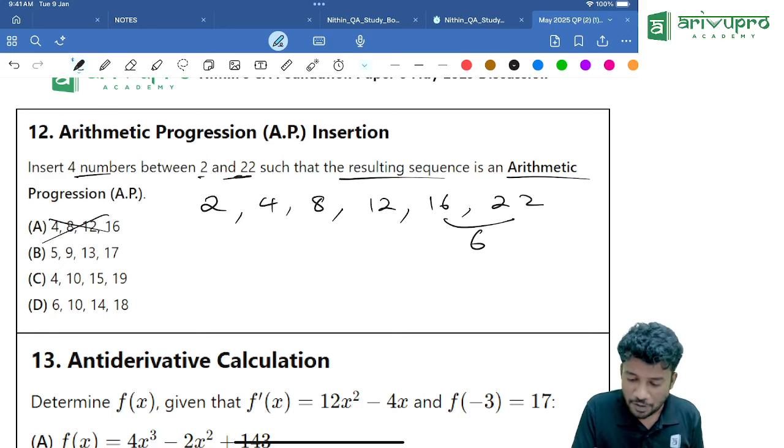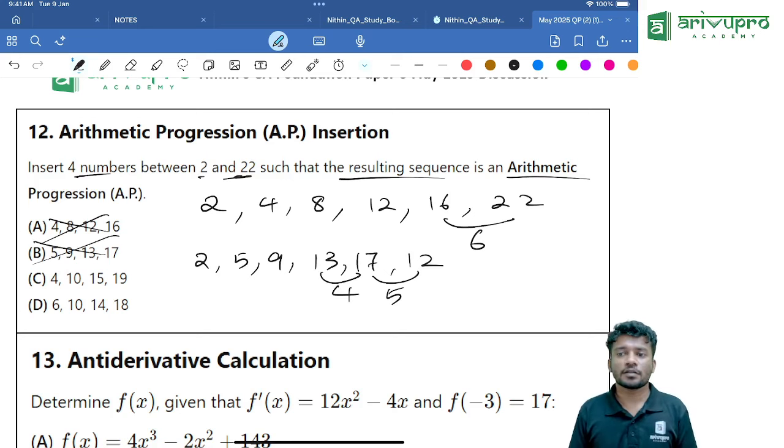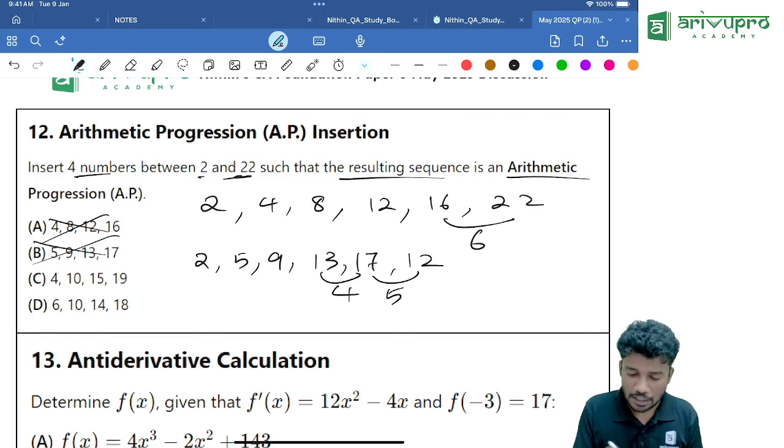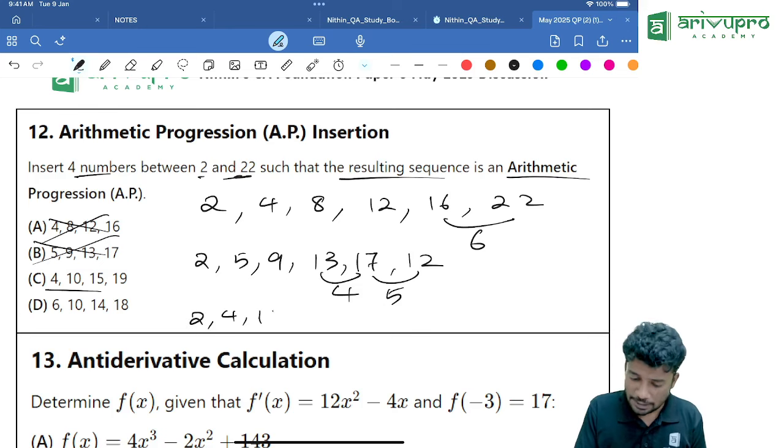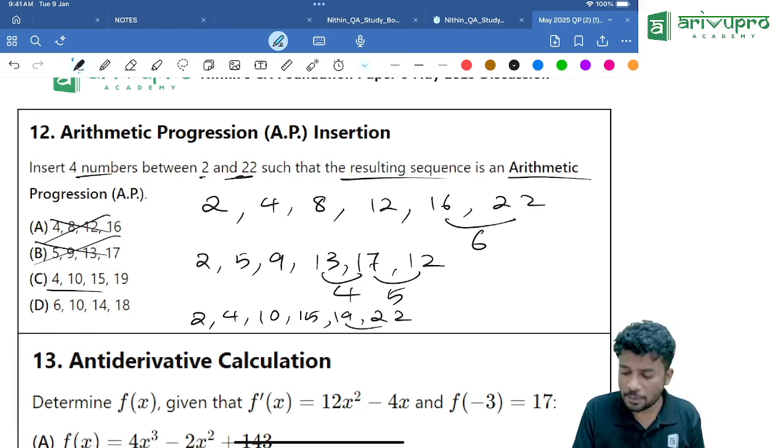Now try 2, 5, 9, 13, 17, 22. This difference is how much? 5. This is how much? 4. It is not an AP. Now try this: 2, 4, 10, 15, then 19. Then what is remaining? 22. Are they in AP? No. The differences are 3, 4. Gone.